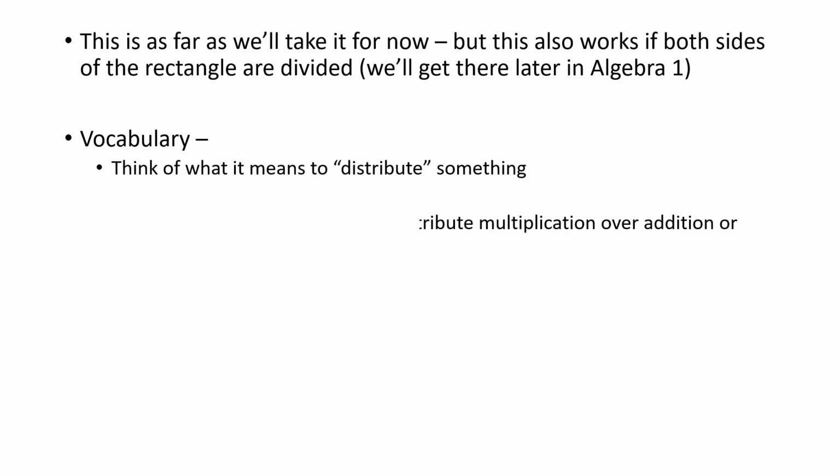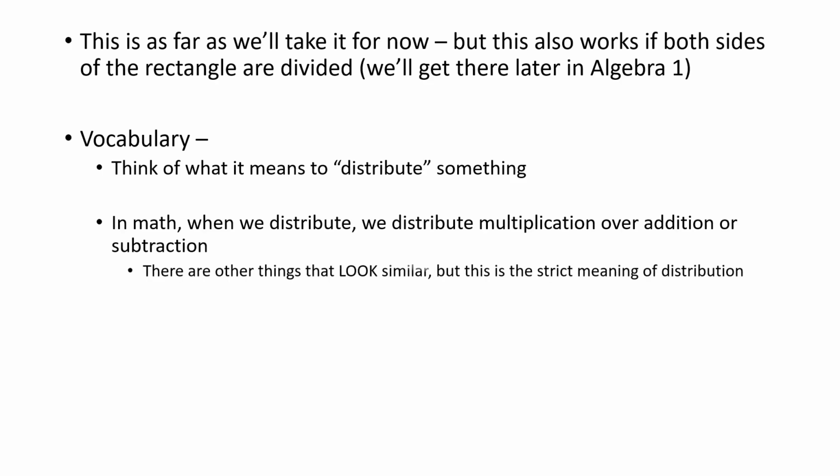In math, when we are distributing, what we're distributing is multiplication over addition and subtraction. So that's what we're doing. Now, there are other things in math that look similar, but this is the strict meaning of what it means to distribute. So you have multiplication and you are distributing that multiplication over addition and subtraction. Even if you see some things later with exponents that look like distribution, we really want to avoid using that vocabulary word because that would not be the right vocabulary word to go with it.